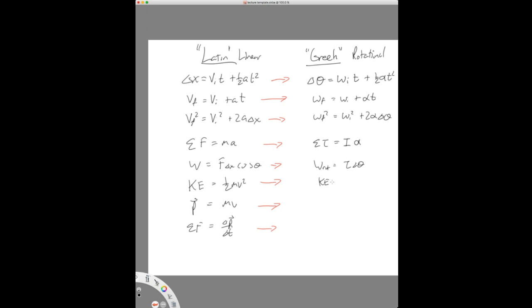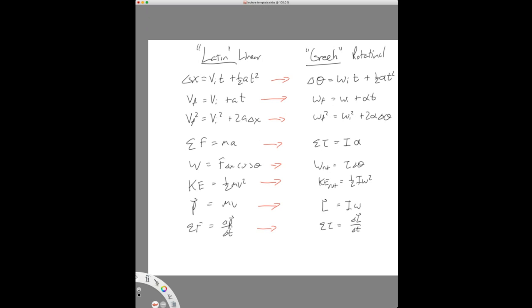And we have rotational kinetic energy, which is 1/2. Instead of m, it's I, and instead of v, it's omega. But it's the same kind of thing. Our angular version of momentum uses the letter L, and it's equal to angular mass times angular velocity, or moment of inertia times omega. And last but not least, we would say net torque equals the rate of change of the angular momentum. Okay, so that's our complete translation.